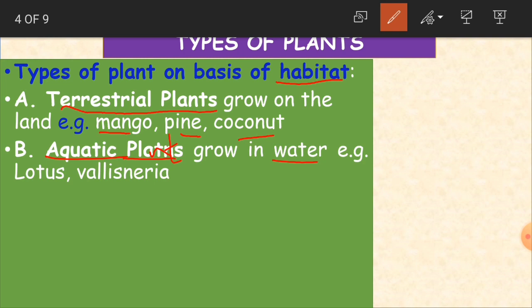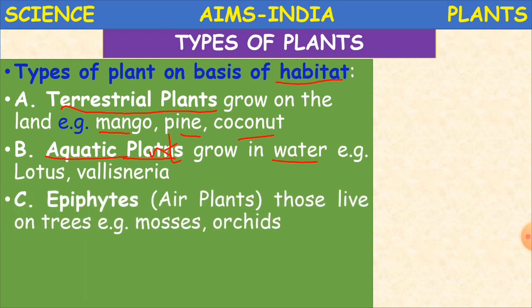Okay, again in terrestrial plants and aquatic plants, we again have different types of plants. But basically we are just dividing them into the main types of plants. One is terrestrial plants, another one is aquatic plants. So those which grow in water are called aquatic plants. Like lotus and vallisneria plants come under this category.